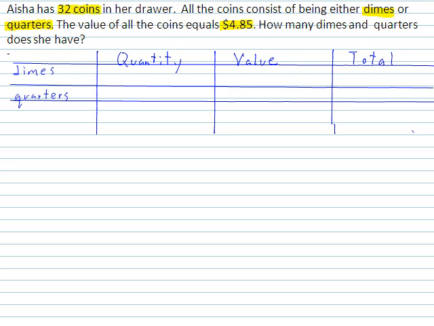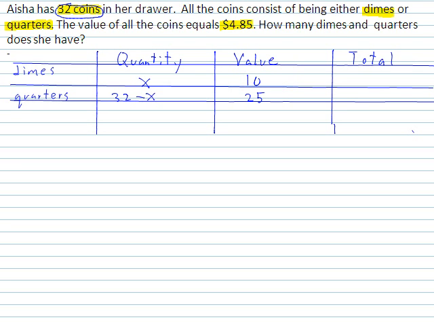So we know the dimes, we know the value is 10 cents, right? A dime equals 10 cents. We know for quarters, the value is 25 cents. Quarter equals 25 cents. The quantity of dimes is what we're trying to find. Since we don't know it, we'll use X. But if we know the quantity of dimes is X, then we know the quantity of quarters must be 32 minus X. Because I said over here in the problem that the total quantity of coins is 32, right?